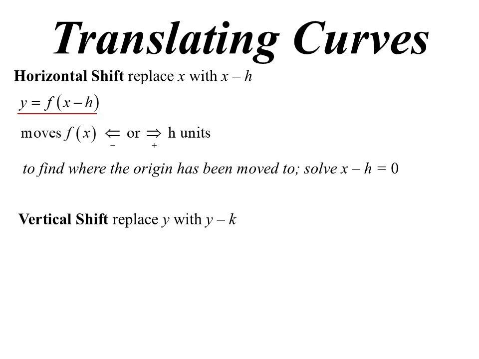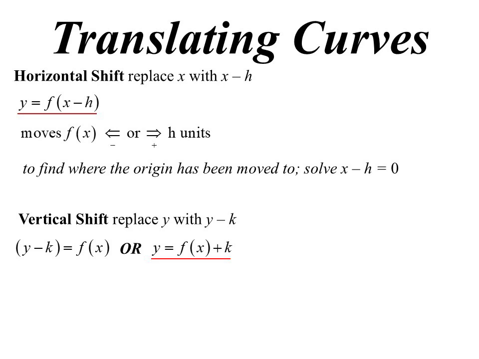Vertically, so now it's with the y. Vertical is the y values that are affected. So we replace y with y minus k. So really this is what we're doing. We had y equals function x, but now we have y minus k equals function x. We normally don't leave it like that, of course. We normally end up making y the subject and we have y equals function x plus k.